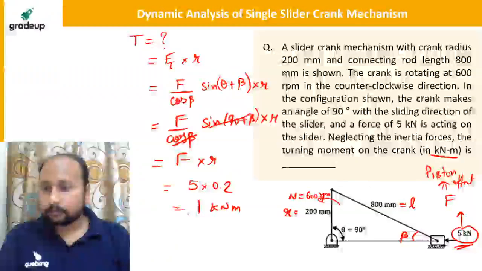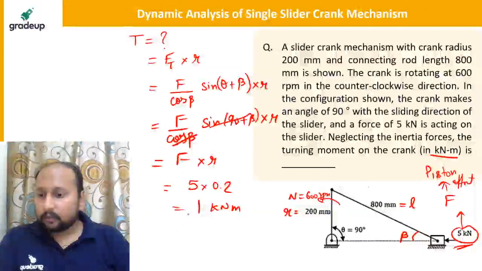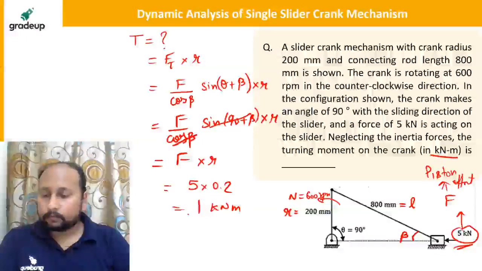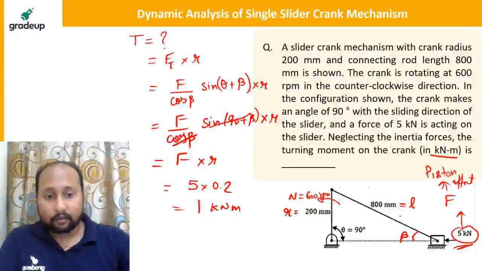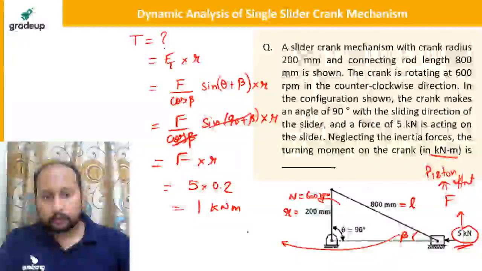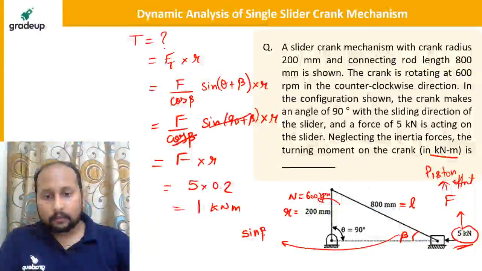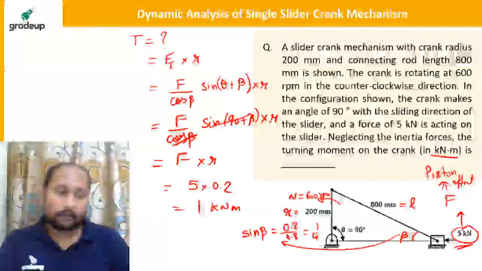Very good, Abhishek. Sri Kumar, Vikas, Ramesh Mohan, all of you are correct. Beta is 14.47. Yes, exactly. Very good. You can calculate beta by using sin beta equal to R by L, that is 0.2 by 0.8, which is 1 by 4. So beta will be 14.47. Exactly, very good.